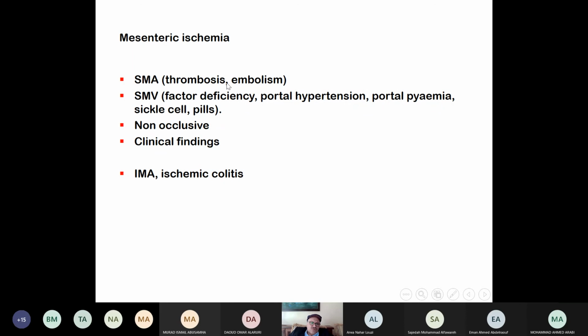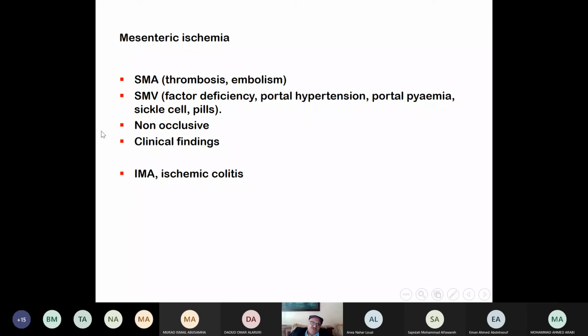Arterial obstruction due to thrombosis or embolism. Venous obstruction due to the factors that cause venous obstruction, like DVT causes. Non-occlusive, very tired hearts. Any ischemia to the superior mesenteric system will end up with gangrene and necrosis in the small intestine because the collaterals cannot compensate for the ischemia.